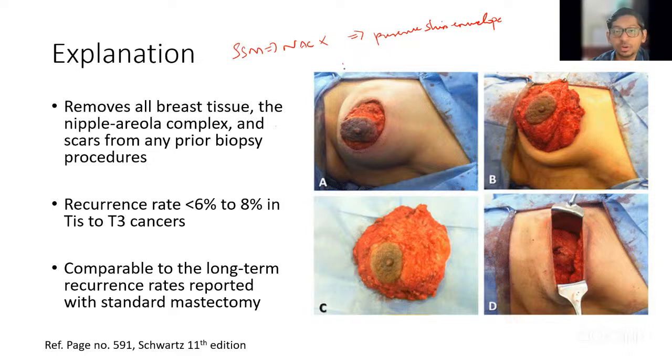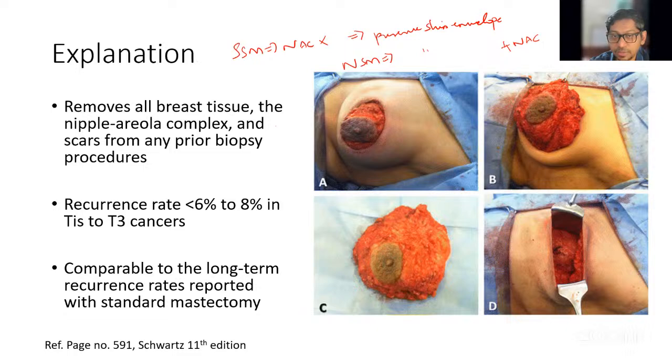Now, what about the nipple sparing mastectomy? In nipple sparing mastectomy, we try to preserve the skin envelope along with the nipple areola complex. So that is the difference between a skin sparing mastectomy and nipple sparing mastectomy. You can see this picture that is given here. This is a skin sparing mastectomy. You can see how this is like a round block excision.